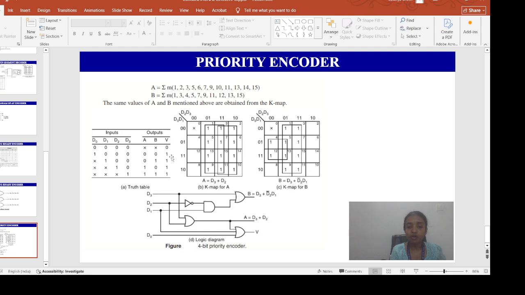So for V, we have to check the input combinations. V is D3 plus D2 plus D1 plus D0. We need a 4 input OR gate here and we will get the output V, right?